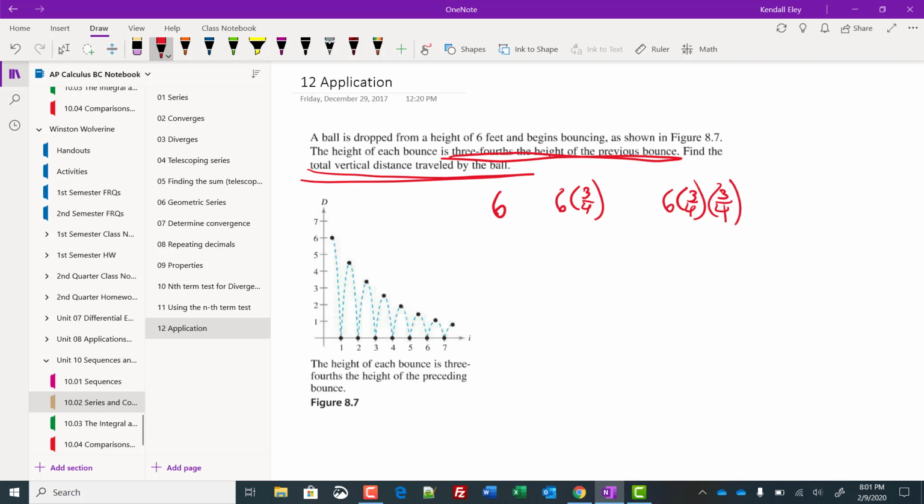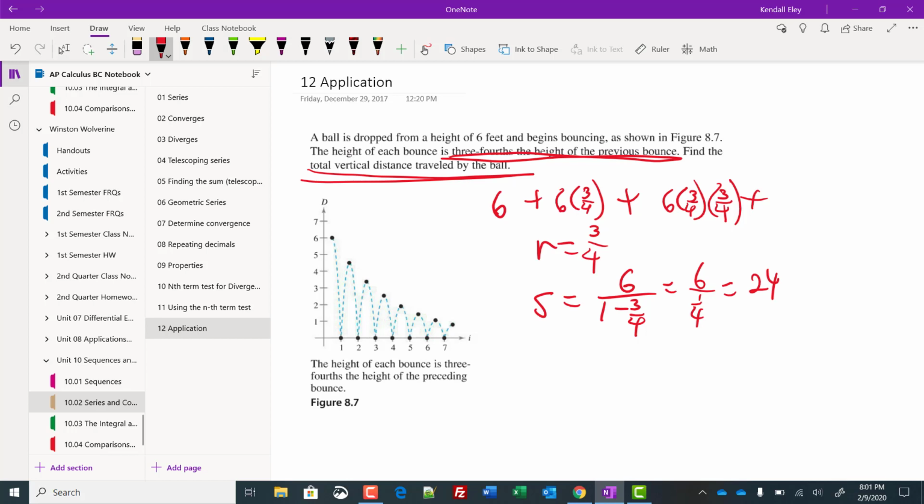And suddenly, hopefully you see that what we're trying to do is add up a geometric sequence, because each successive term is found by multiplying the previous term by 3/4. So we've got a common ratio of 3/4. If we use our formula, we get 6 over 1 minus 3/4, which is 6 divided by 1/4, which is 24. But we're not finished at that point.